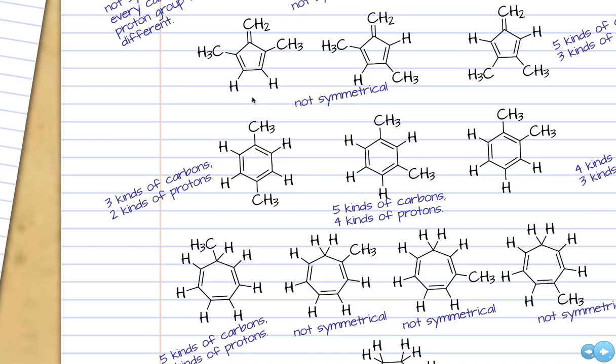Because I could run an axis down here and flip that 180 degrees, and these two protons would exchange. I can flip an axis this way and rotate that molecule 180 degrees, and these two protons are the same. This proton is the same as this proton. This proton is the same as this proton. They're all the same. These four protons are the same. So there's four protons that will give me a single signal.